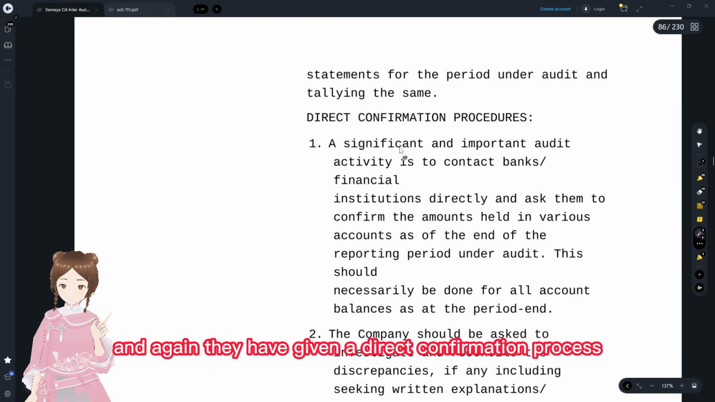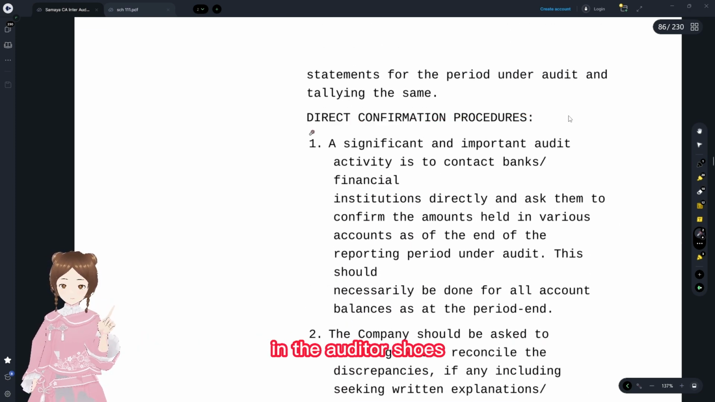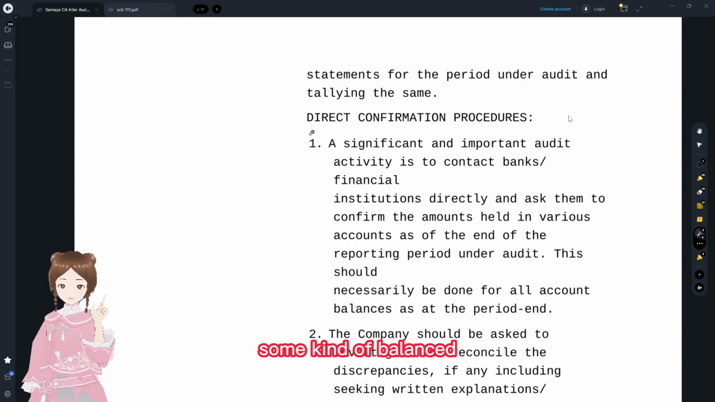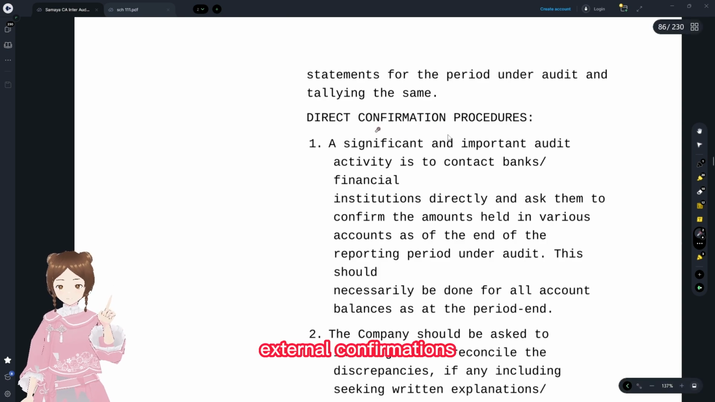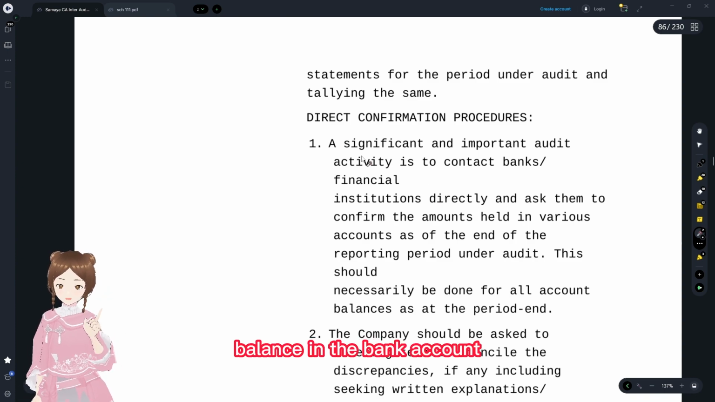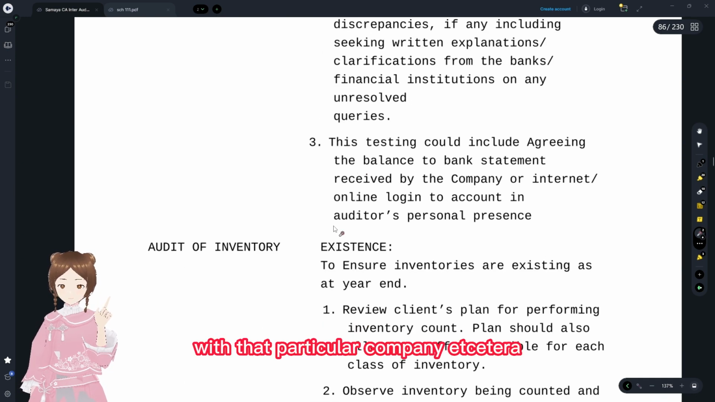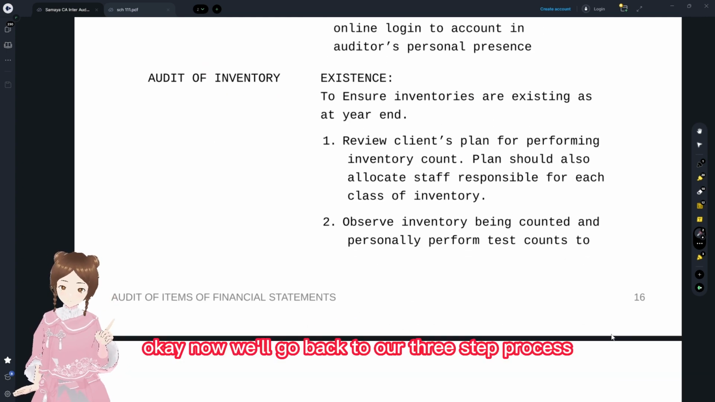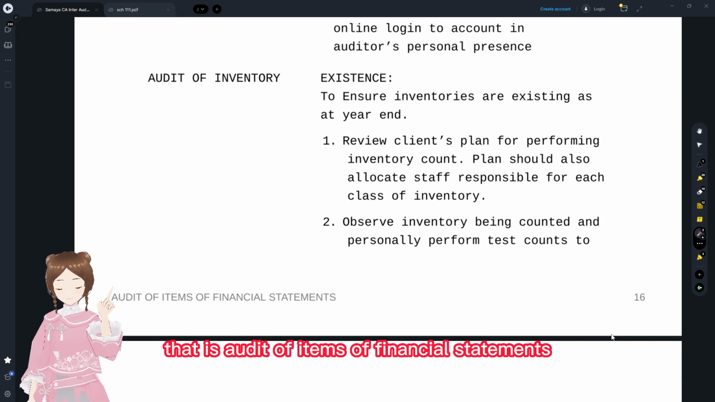And again, they have given a direct confirmation process in the auditor's shoes. How do we obtain audit evidence with regards to some kind of balances? Through external confirmations. We'll just write confirmations to the bank manager, asking for the balance in the bank account of that particular company, etc. And checking the inventory.